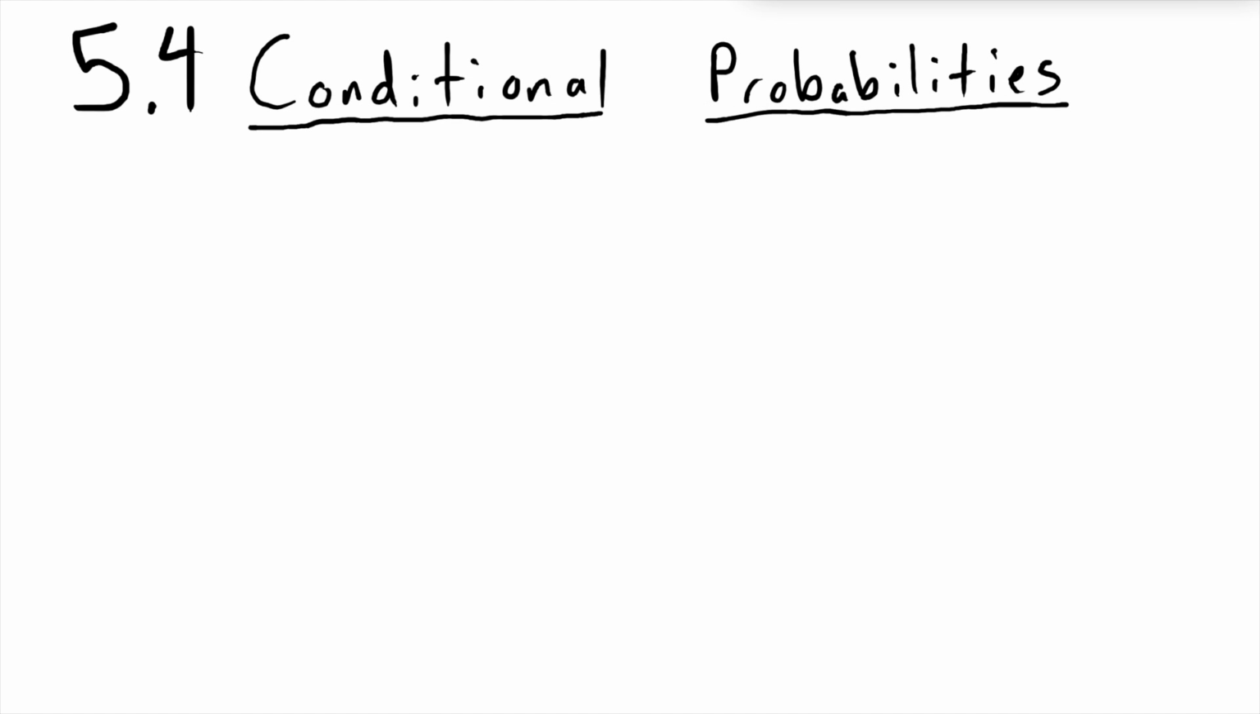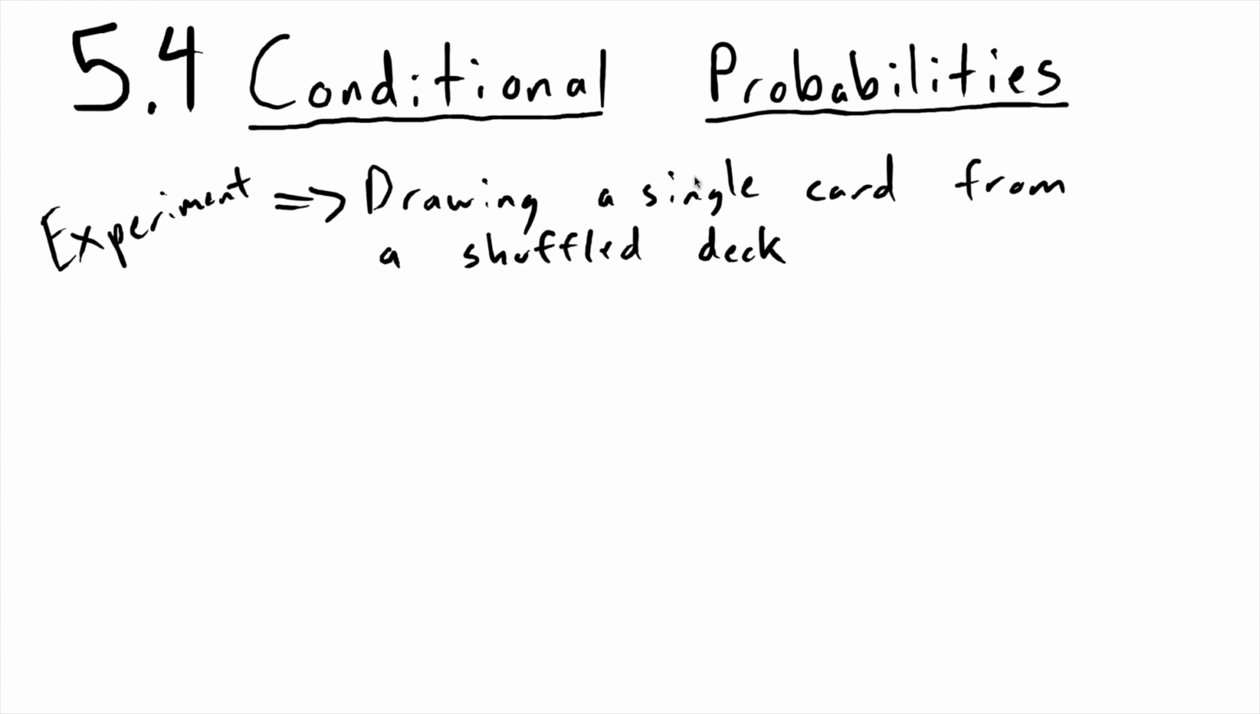Hello, this video is going to look at a topic from section 5.4 known as a conditional probability. And we're going to look at this in the context of drawing a single card, just one card, from a shuffled deck. So we're dealing with classical probabilities here. Every card is equally likely.